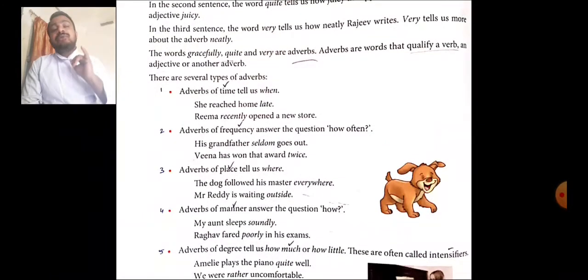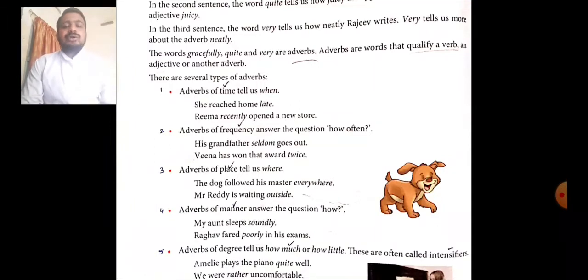First one is adverbs of time. As you know, it tells us when. She reached home late. Second one is adverbs of frequency. They answer the question how often. You know the meaning of frequency. His grandmother seldom goes out. How often does his grandmother go out? There, seldom comes as the adverb of frequency. And the third one is adverbs of place, which tell us where. The dog followed his master everywhere.